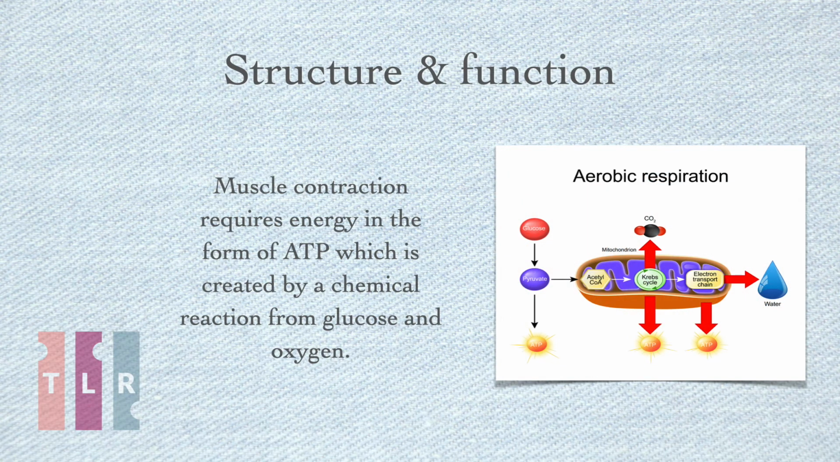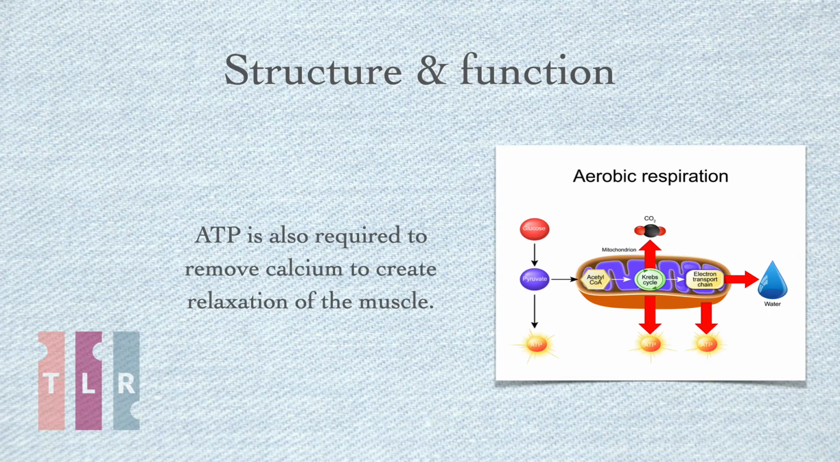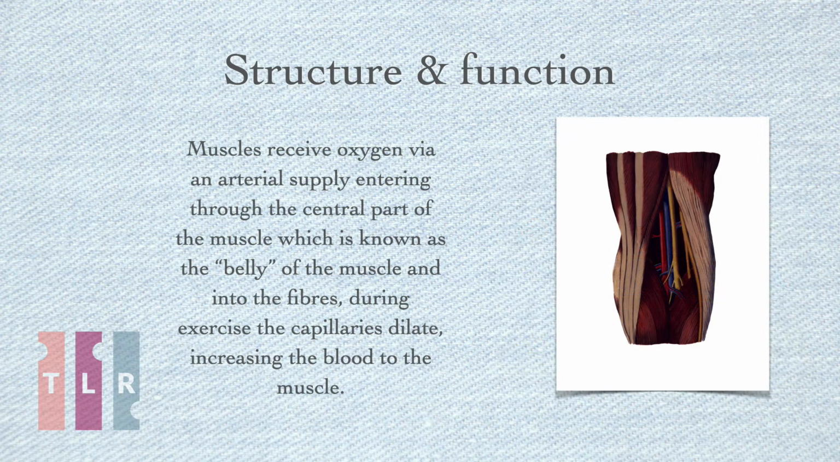Muscle contraction requires energy in the form of ATP, which is created by a chemical reaction of glucose and oxygen. ATP is also required to remove calcium to create relaxation of the muscle. Muscles receive oxygen via an arterial supply entering through the central part of the muscle, which is known as the belly of the muscle, and into the fibres.